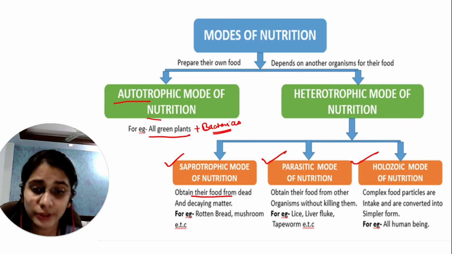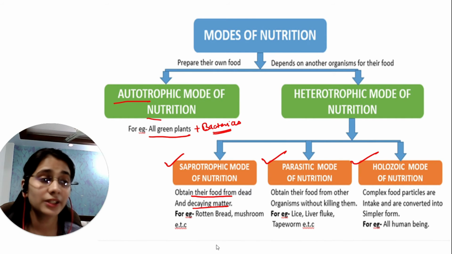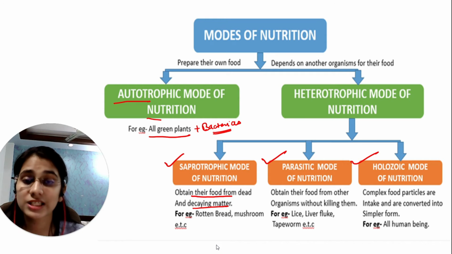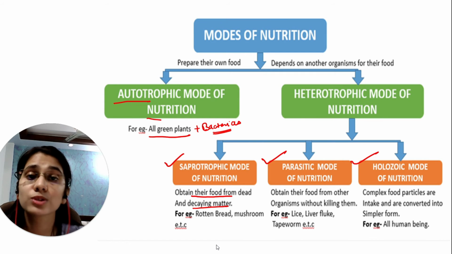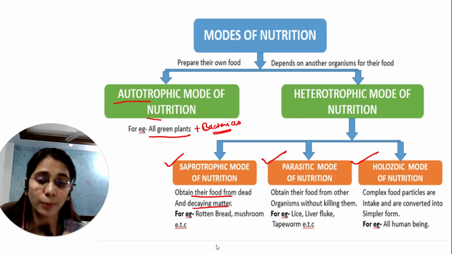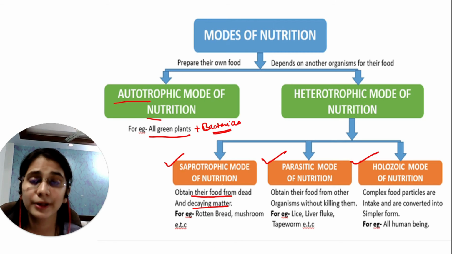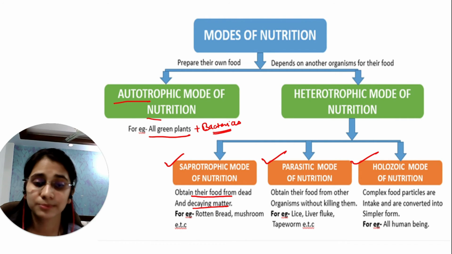So what is saprophytic mode of nutrition? These organisms obtain their food from dead and decaying matter. This food is first digested or broken down outside their body and then absorbed by these organisms. For example, bread mold, mushrooms, and so on.